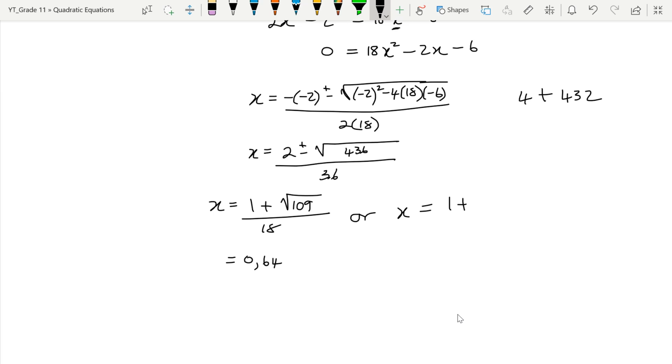So this is the second solution. The first solution, I used the plus, and for the second one, I just use the minus over there. And what is that decimal? It would be negative 0.52. So make sure that you read carefully whether you must round it off or leave it in surd form.